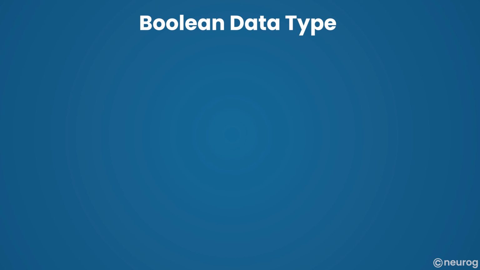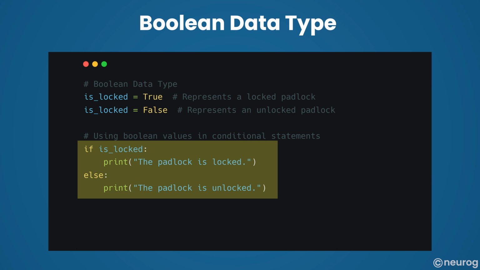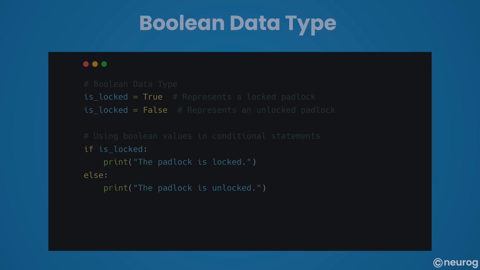Now, let's explore the Boolean data type using a Python example. In this example, we define is locked as true to represent a locked padlock and is locked as false to represent an unlocked padlock. We then use these Boolean values in conditional statements, which we'll study later.